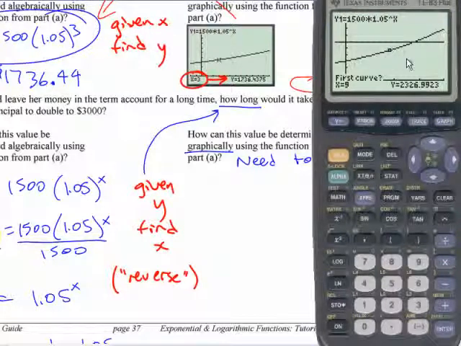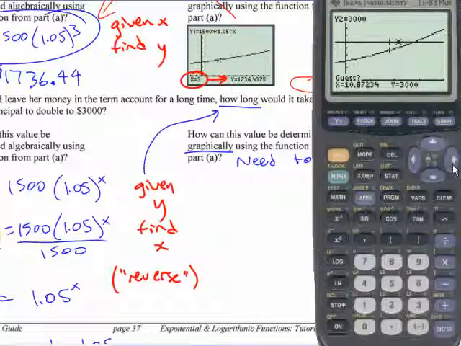It doesn't realize, it's not a human being. It doesn't realize there's only two things there. It has to ask you, which two things are you talking about? Well, those two right in front of you, that's the first one. That's the second one. It also wants a guess in case there's more than one crossing point. It can't tell that there's only one, so you have to tell it. You can guess anywhere if there's only one. It finds that intersection. That's the same value as you had before.